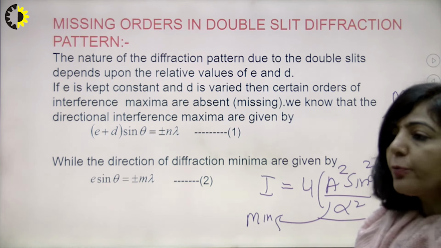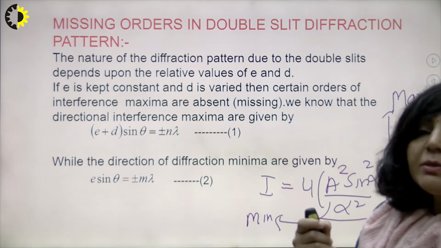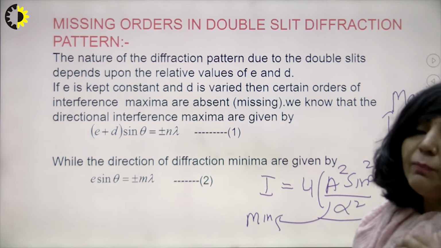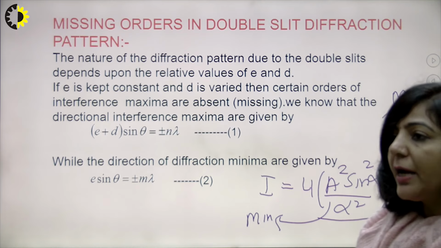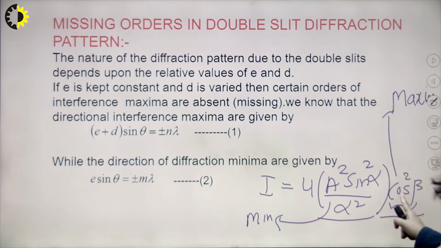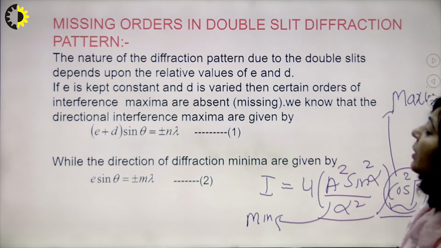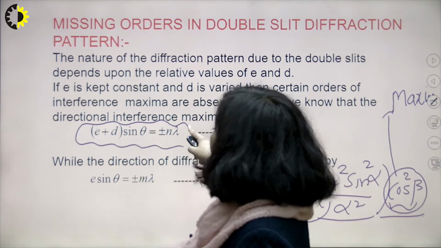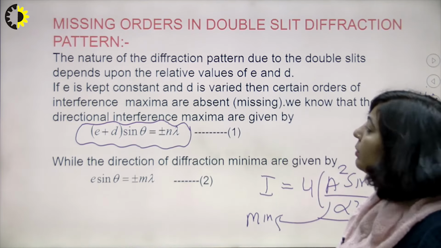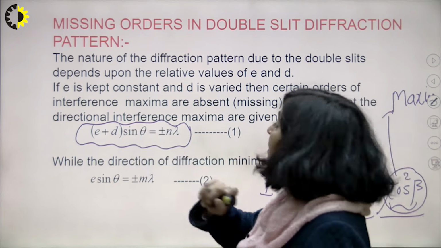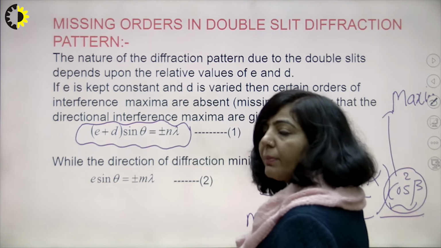I hope you are getting this point. Your interference term is giving you maxima, but the diffraction term is giving you minimum intensity at that point. So that nth order maxima will be missing from the spectrum. If you are getting maxima due to this term, then you know the condition of maxima for cos square beta: (e plus d) sin theta is equal to plus minus n lambda. So you are getting your nth order maxima at theta angle because of cos square beta.